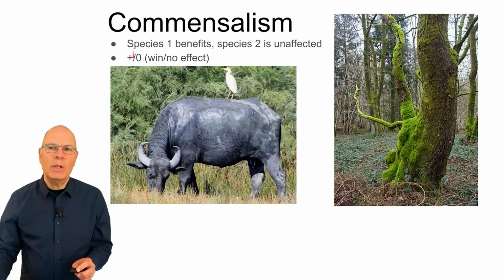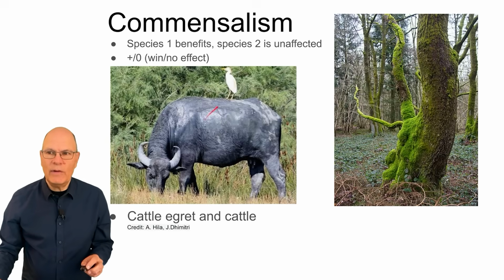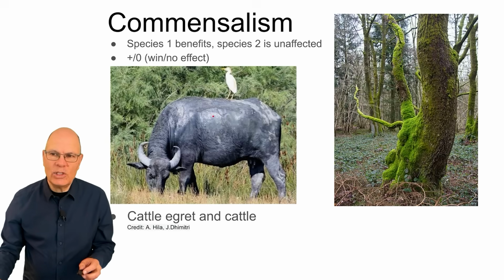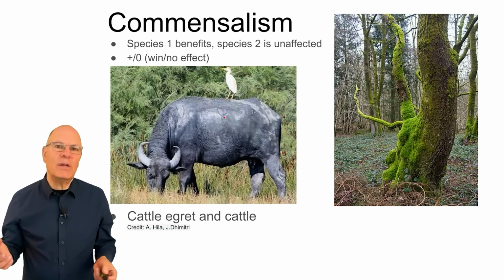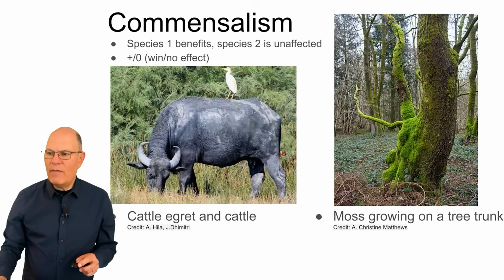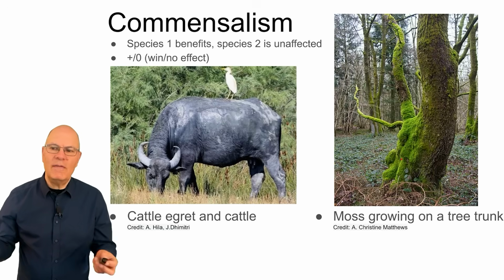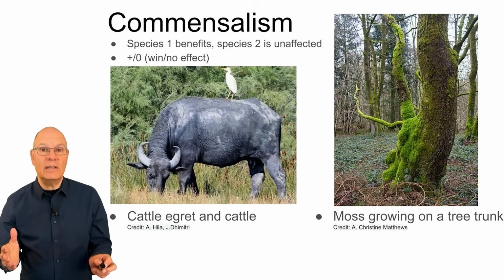So it's a plus/0 relationship. Win, no effect. In this example over here, we have a cattle egret that likes to perch on top of the cattle. The egret gets a nice place to perch, and the cattle is pretty much unaffected. On the right, we have moss growing on a tree trunk. The moss gets a nice place to live and grow, and the tree is pretty much unaffected.